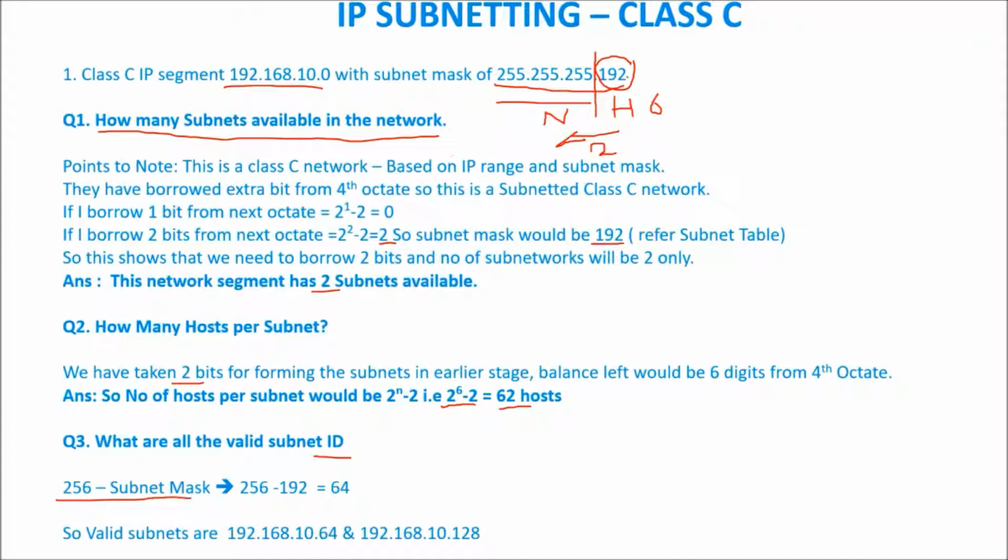Your subnet mask ends with 192. So 256 minus 192 is 64. So the range starts from 10.64. That is one network. The first network starts from 192.168.10.64, and the second network is 64 plus 64, what? 128. So the second network will start from 128. So this is how we find out valid subnets.